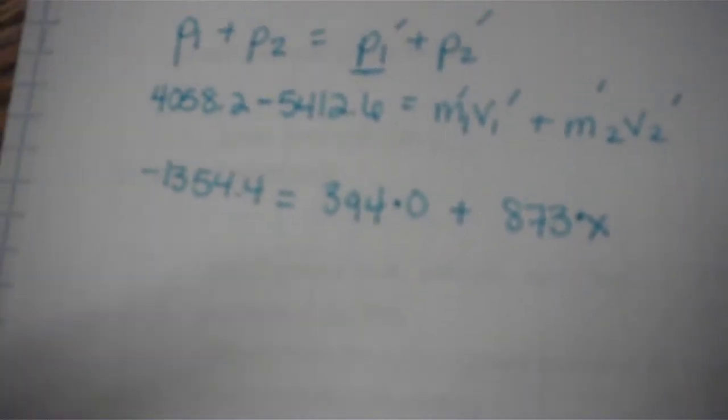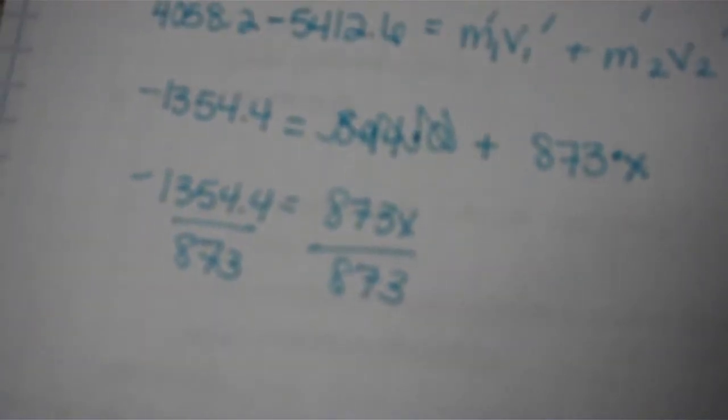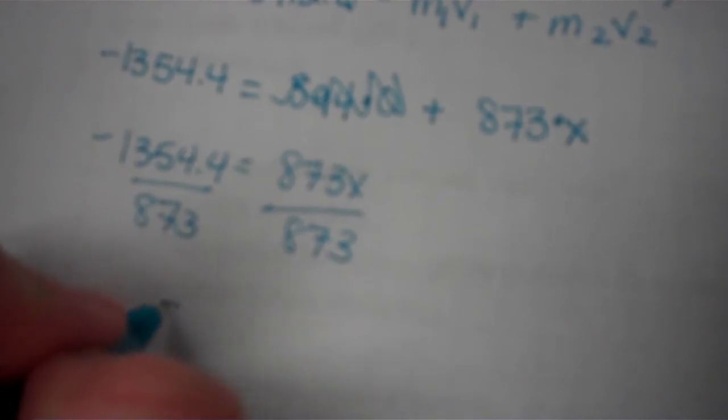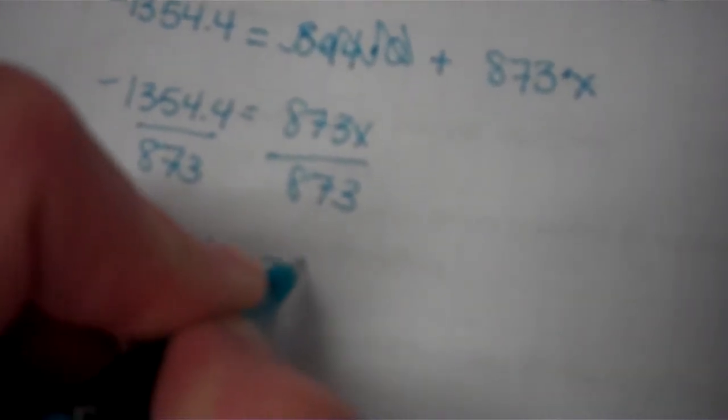So now looking at this equation, 394 times 0 gives us a 0. That can go away. So we have negative 1354.4 is equal to 873x. Divide both sides by 873. And we get negative 1.55 meters per second.